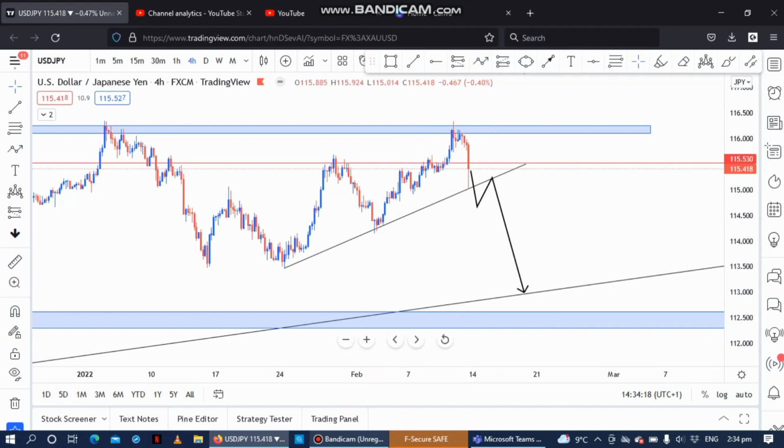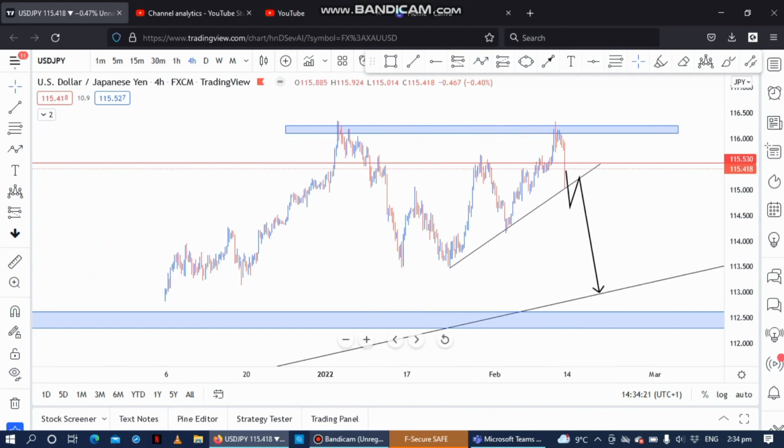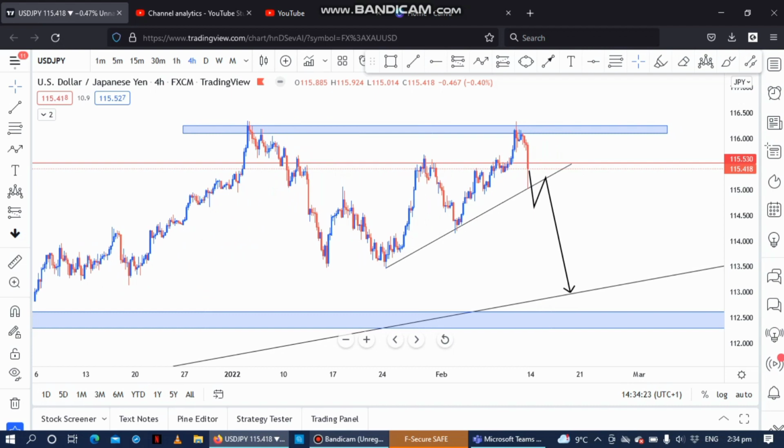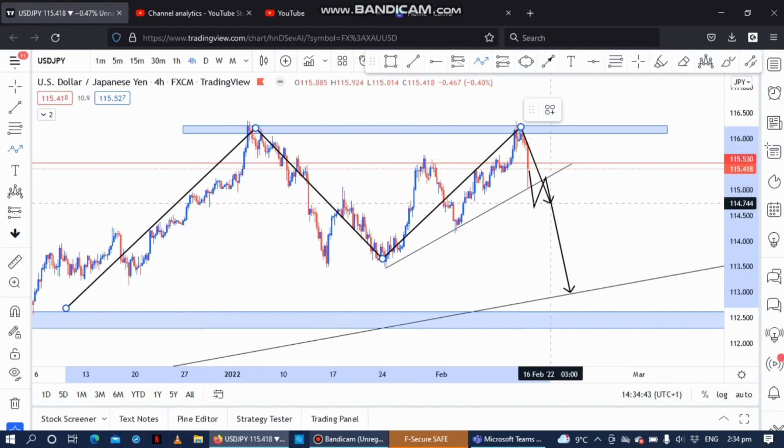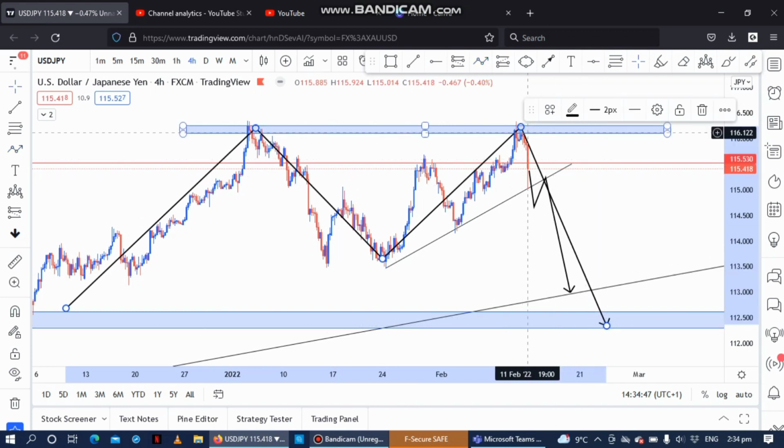If we look at my analysis for GBPJPY, it's quite similar to this as well, where I drew a trend line. I'm expecting a break of the trend line, and then a retest of it as well for a continuation to the downside. That is very possible, giving us a double top pattern in the long run. So something like this is what I'm expecting for USDJPY and for GBPJPY. So it could give us a double top pattern like that.